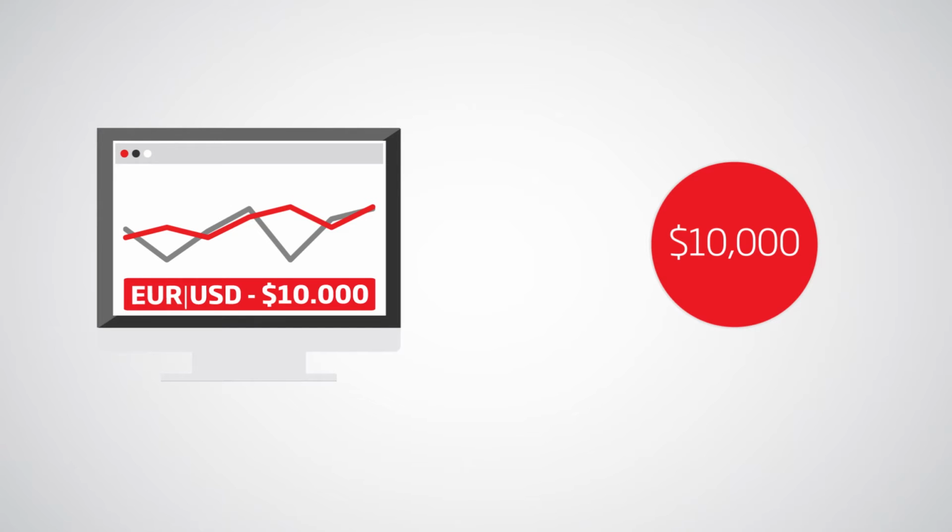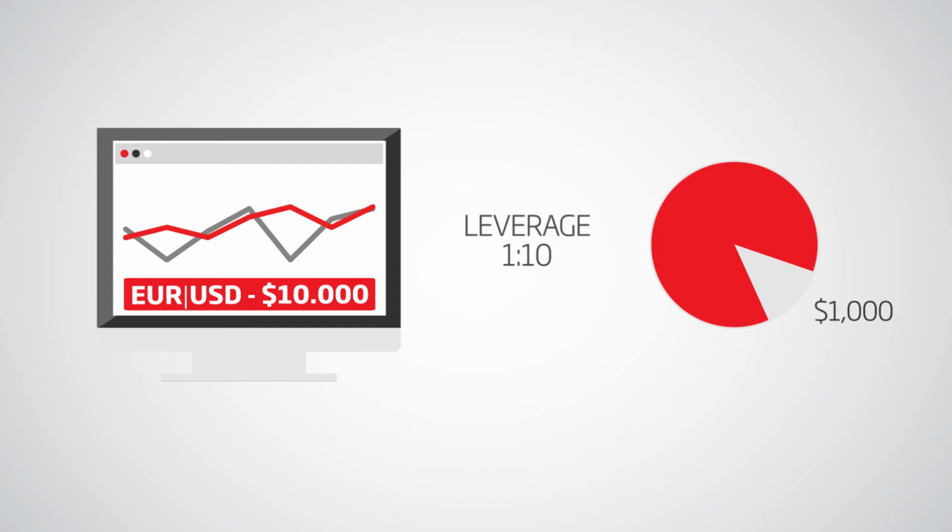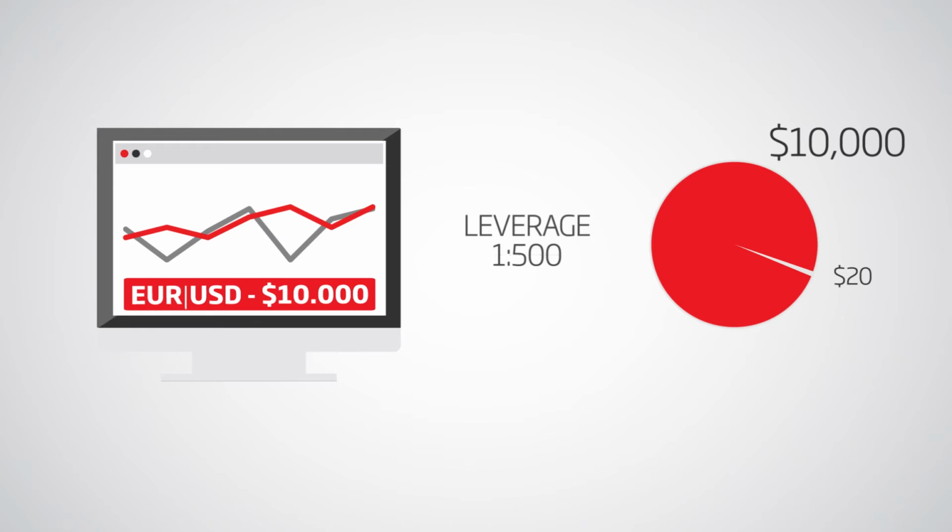But with margin trading, if you choose 1 to 10 leverage, you only have to put up 1/10 of the total amount as margin. That would be $1,000. 1 to 100 leverage means you only put up 1/100th or $100 of margin. And with 1 to 500 leverage, the most available, only $20. So with $20 margin, you can trade as if you had actually invested $10,000.